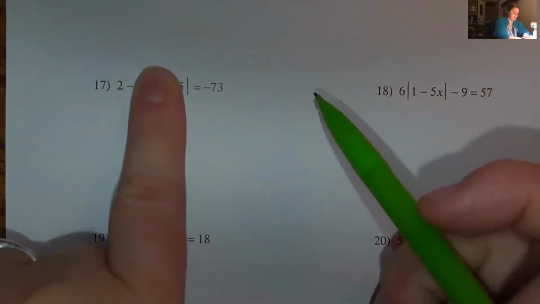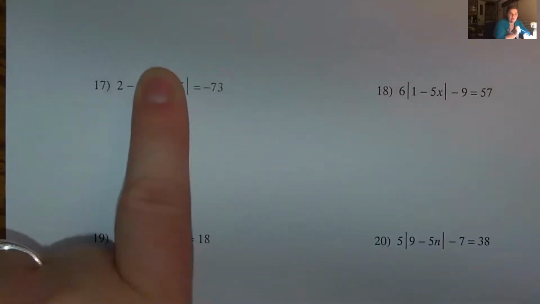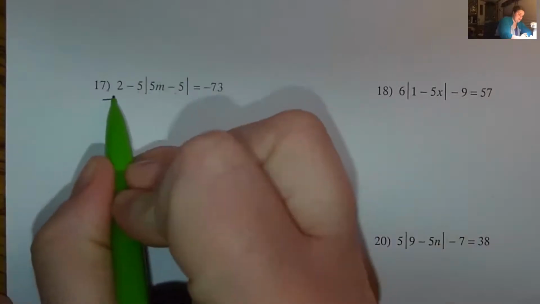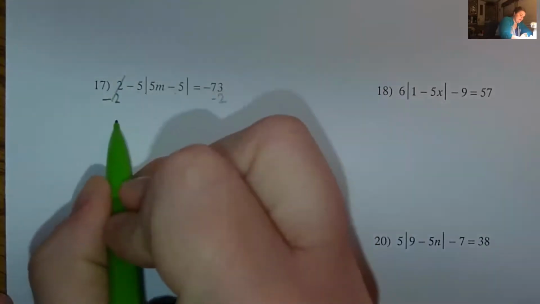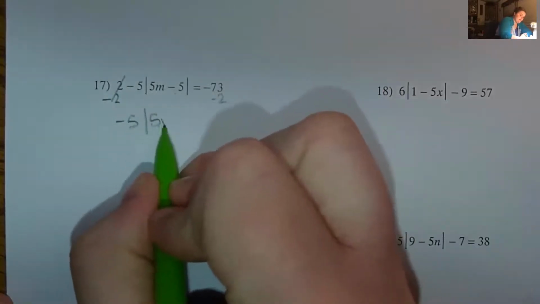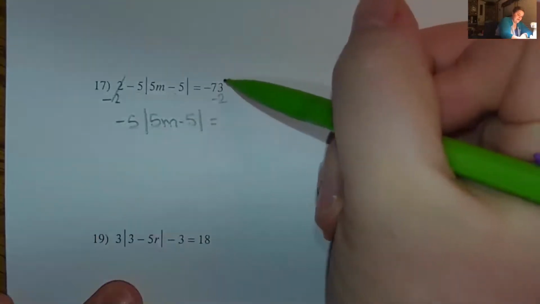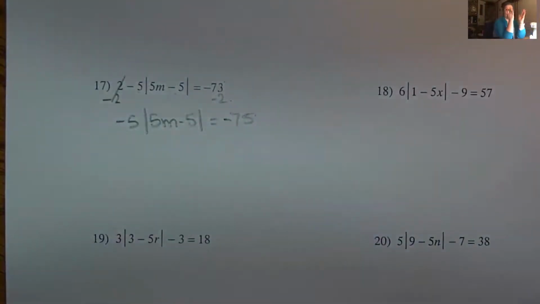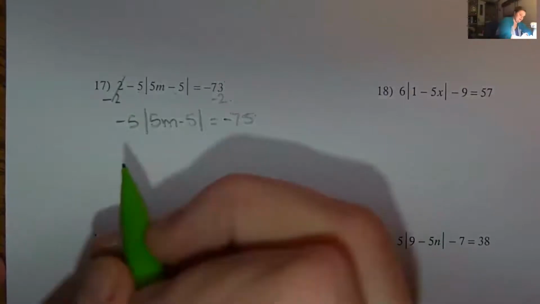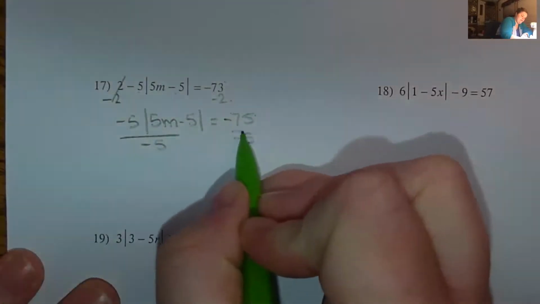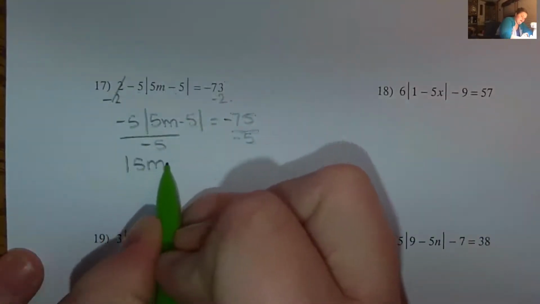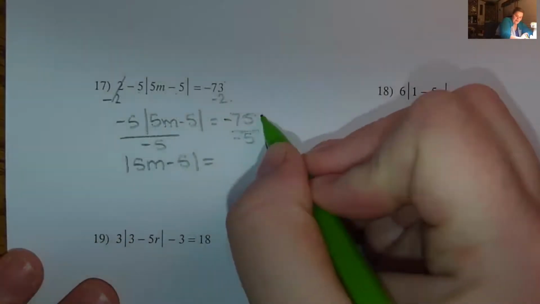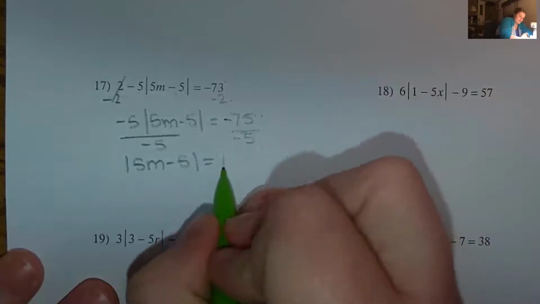What I always say is it's like solving for a variable. Cover up that junk in parentheses. Well, technically that 5 is attached to it because it's multiplying. So how do I get rid of this +2 first? I would have to subtract 2. Now I have -5 times the absolute value of 5m minus 5 equals -73 minus another 2, which is -75. Now how am I going to get rid of that -5 that's multiplying against the absolute value? The opposite of multiplying is dividing. So I'm going to divide by -5. So I have the absolute value of 5m minus 5 equals -75 divided by -5, which is 15.